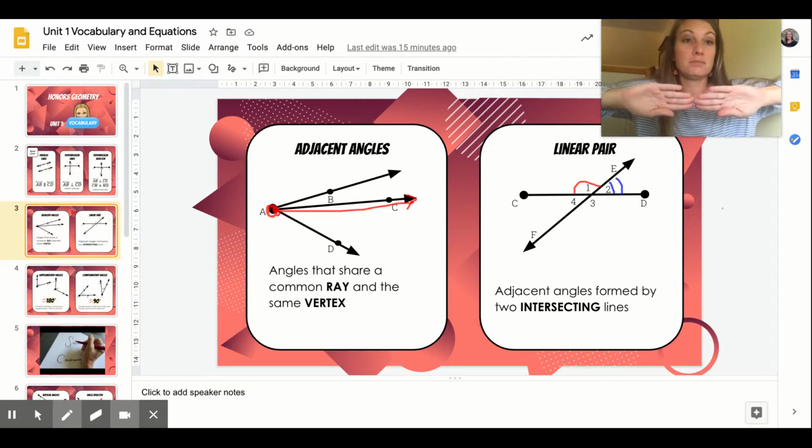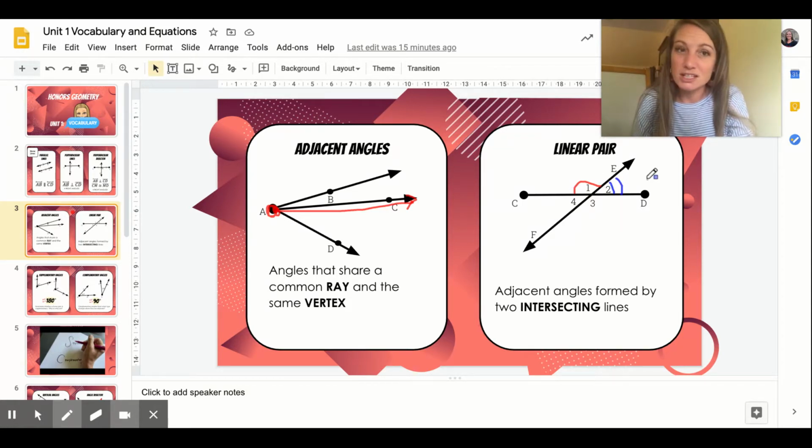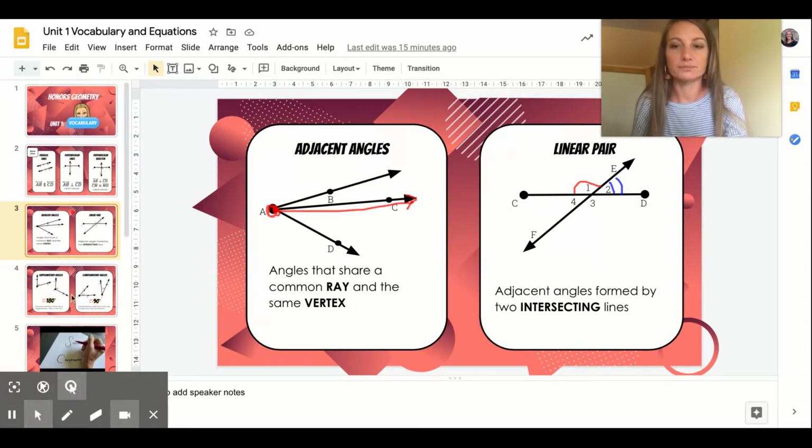Linear means like line, right? And pair is 2. So it's a pair of angles that form a line. So a linear pair of angles that form a line. That's it. So it's adjacent angles formed by two intersecting lines. So our linear pair. So now think about that logically. If you have a linear pair, what do they have to add up to degree-wise, measurement-wise? Think on that. All right, next one.